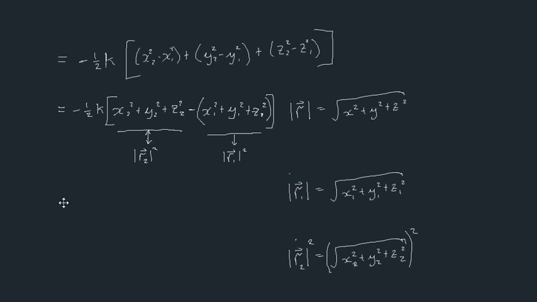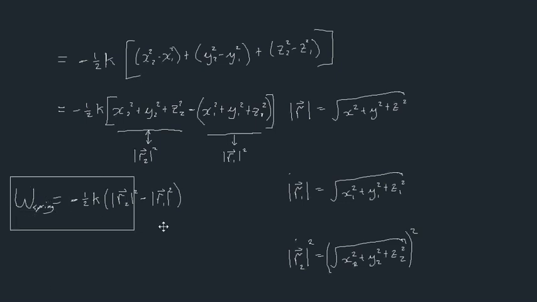Fantastic. Alright, well we can simplify this a lot more now. We can just write this as minus a half K, our stiffness coefficient K, times the magnitude of r2 squared minus the magnitude of our displacement vector at point 1 squared. Alright, so this is our work done by our spring to get our ball from some arbitrary position 1 to another arbitrary position 2 while connected to a spring. Alright, and let me draw a box around that to highlight its importance. Okay, so we're almost done here.